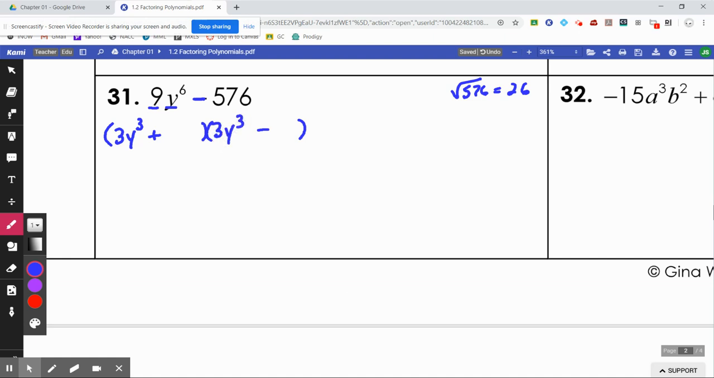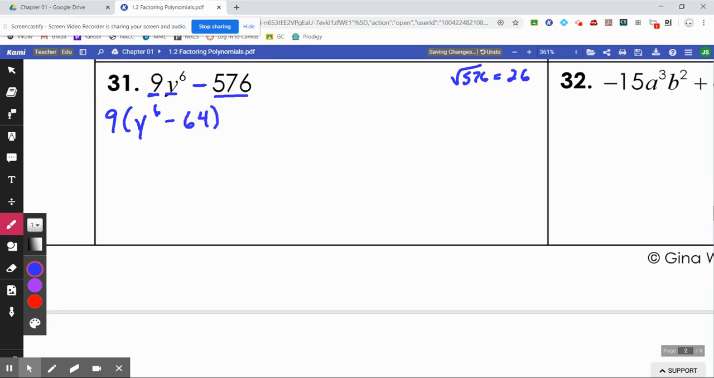Wait a minute, I messed up on that first step. Always make sure, which would probably make this problem a whole lot easier, always make sure there's no GCF. Will 9 go into 576? And it actually will. So let's factor the 9 out first. You're left with a y to the sixth, and you're left with a 64. There we go.